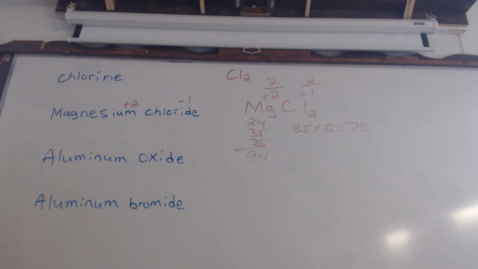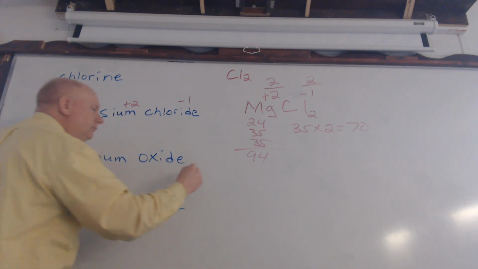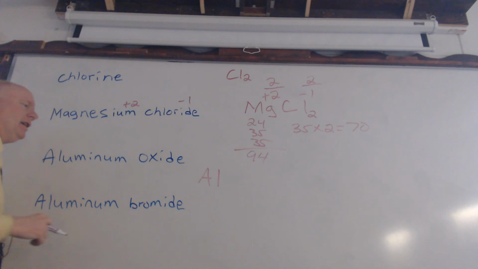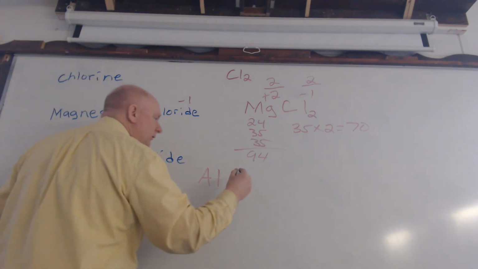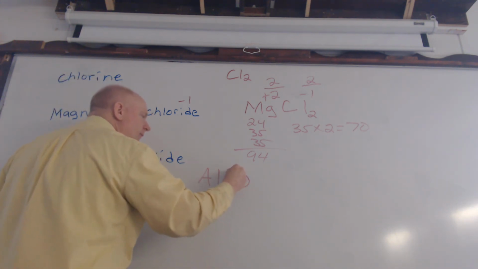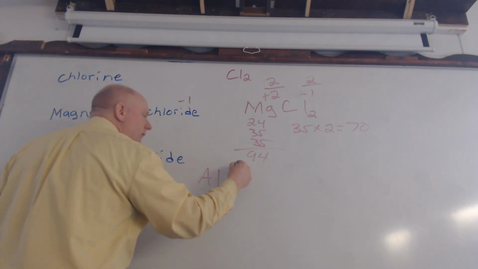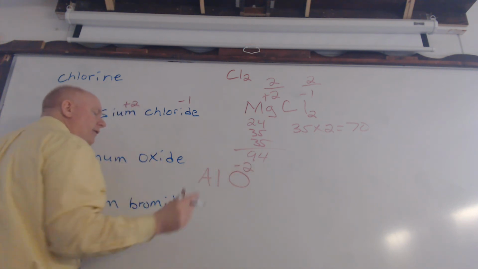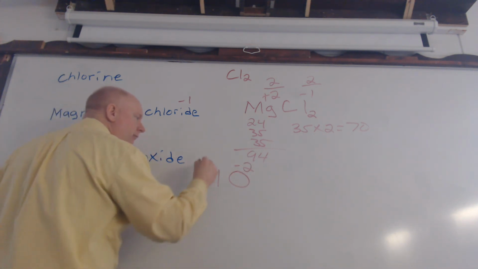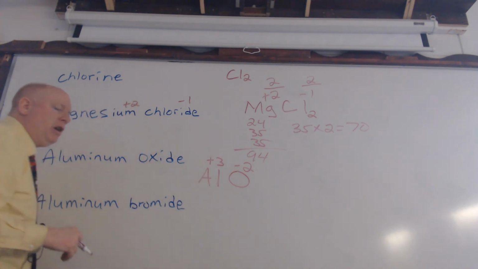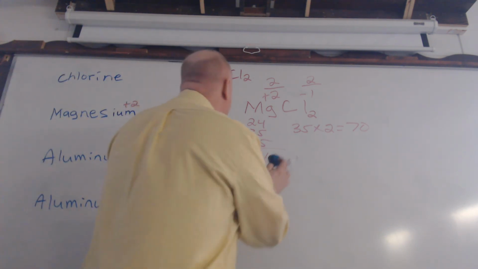So, what is the symbol for aluminum? That is not aluminum oxygen. It's aluminum oxide. So what would the symbol for oxide be? Start with your negative ions. What's the charge of the oxide ion? What's the charge of aluminum? What's the least common multiple between 2 and 3?